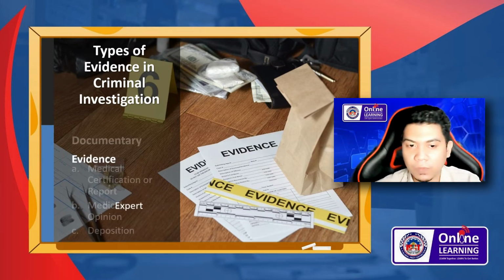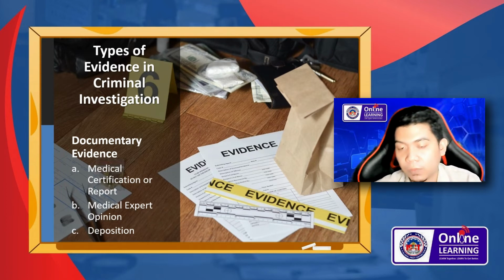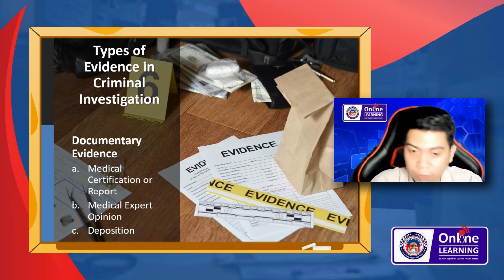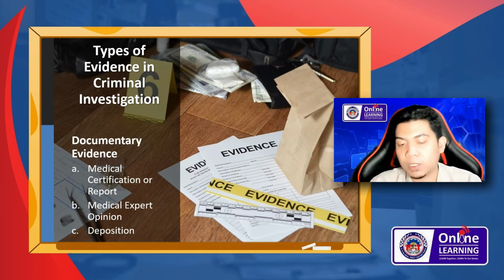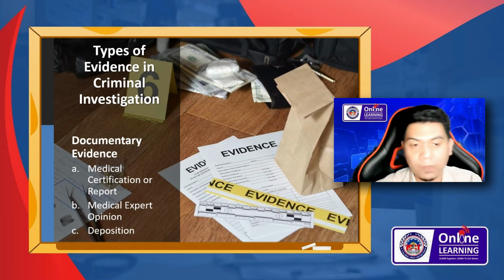So, the next one, we have here the documentary evidence. It refers to writing including official records, or contents that could speak for themselves when read by the investigators and the court. So we have three examples of documentary evidences. The first one is the medical certification or report. Letter B, medical expert opinion. And letter C, the deposition. Okay? So those are the types of evidence in criminal investigation.